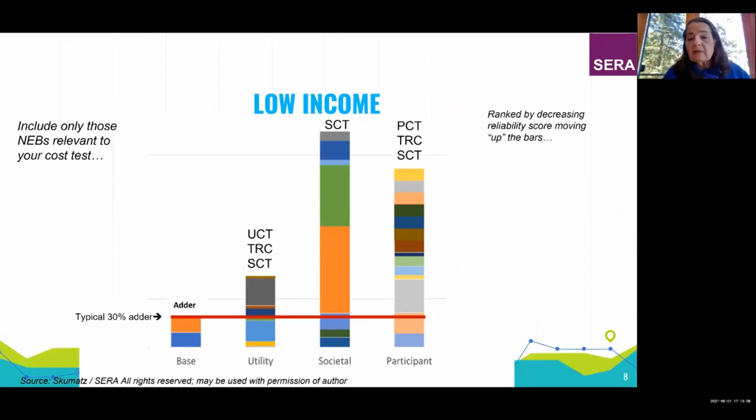What we find is that even if you're talking about only the most reliable NEBs, the ones less than halfway up the curve or even less, that adder understates the NEBs for any of the cost tests we're talking about. Only for the utility cost test do we have utility cost NEBs above and beyond that 30% level. Similarly, for the societal test, we're going to be adding all three of these columns together, and that's going to be much, much higher than the 30%. So even if we took the very most reliable, we're still massively understating the potential NEBs that could be added, even using some of the most reliable literature.